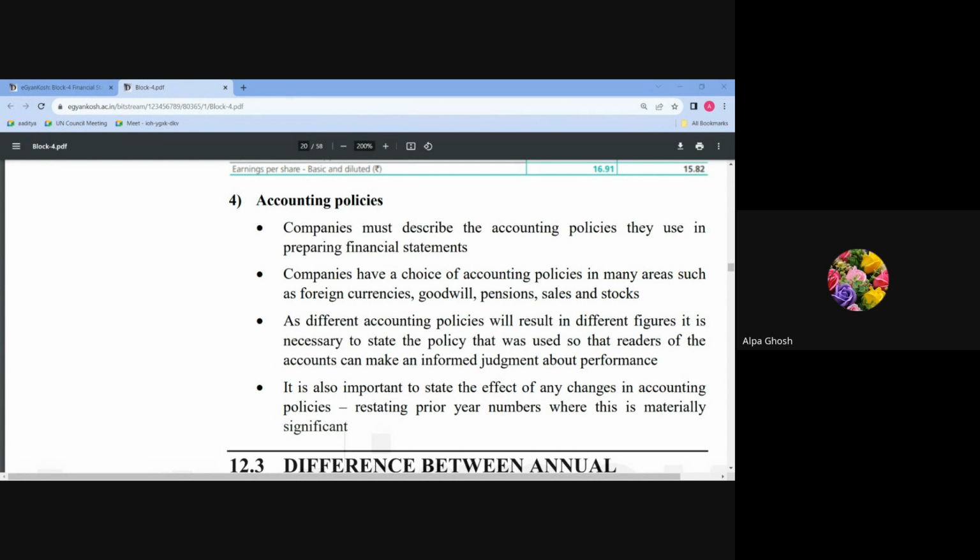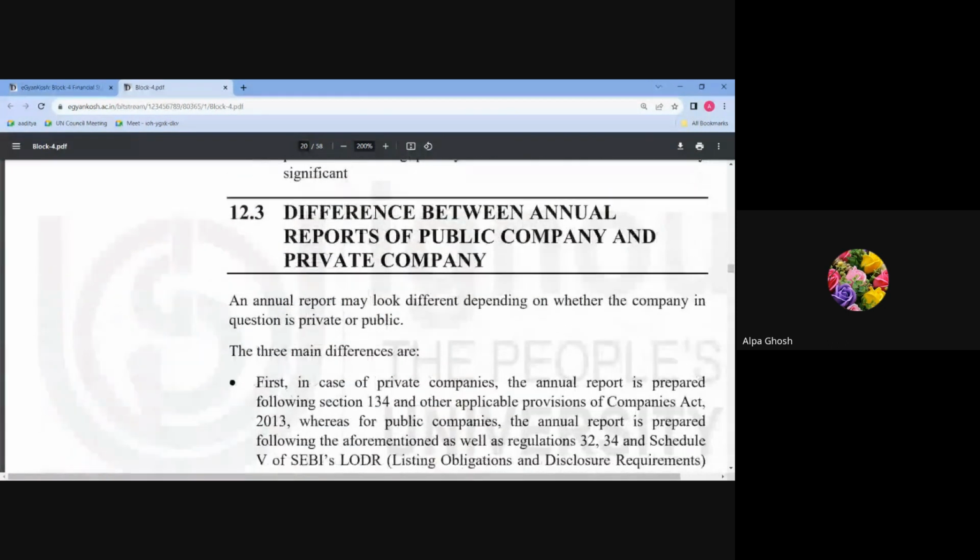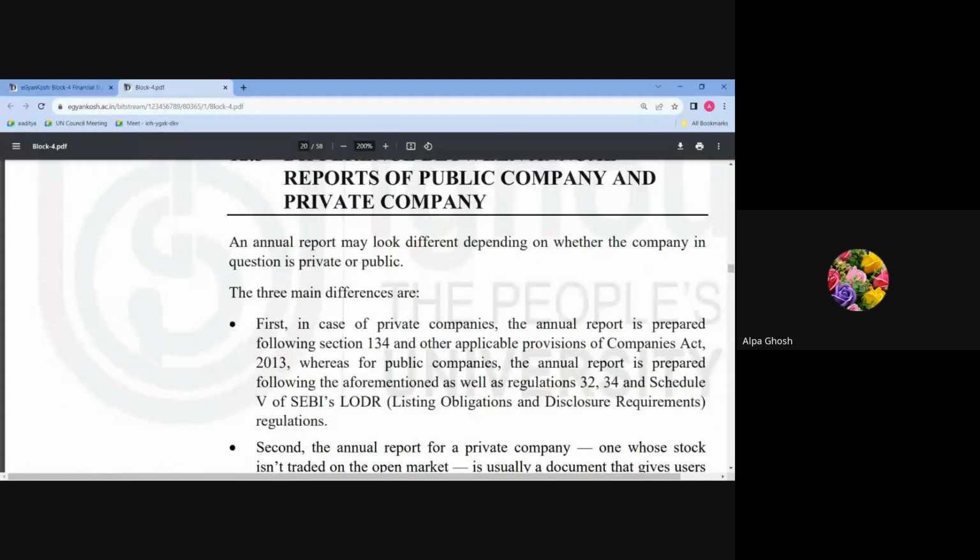Now, if we come to the next one, these are the contents of your annual report. What is the difference between a public company and a private company annual report? A public company is a company which is owned by the government, and a private company is a company where we do not come up with the shares. So private companies can prepare their annual reports as per the Companies Act.